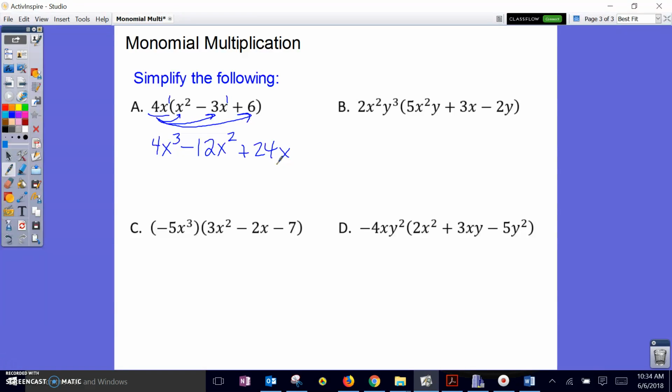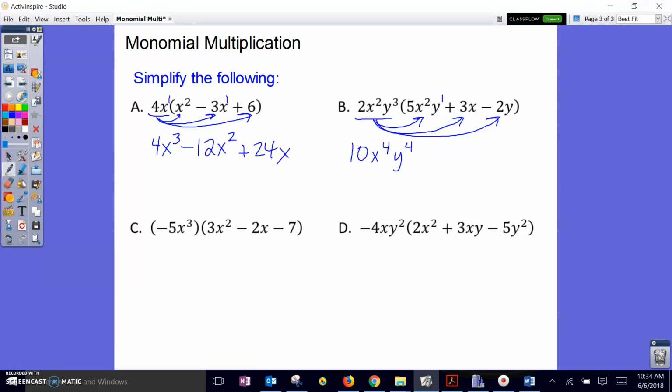Now in part B, we're going to take this monomial and do the same thing. We're going to multiply it through times all three of the terms in the trinomial. We've got 2x squared y to the third times 5x squared y. 2 times 5 is 10. X squared times x squared is x to the fourth. Y to the third times y to the first is y to the fourth.